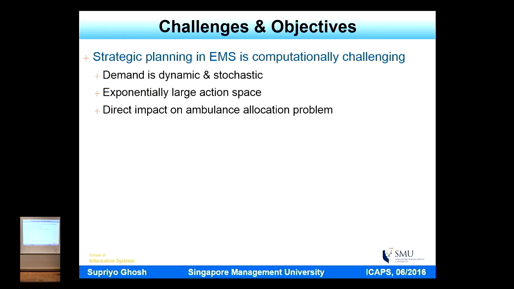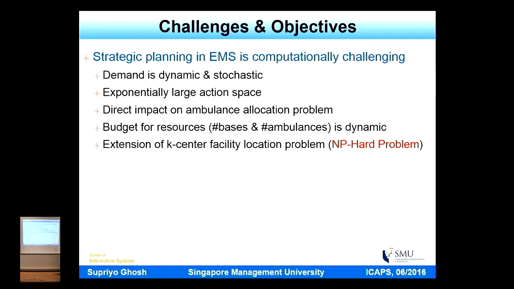The next problem is that to compute the utility of a given base set, we need to optimally allocate the ambulances to those bases. So there is a direct dependence between the ambulance allocation problem and the base placement problem. The next problem is that the budget for resources, that is, how many bases and ambulances we can deploy in the system, is dynamic and comes over time in different chunks. So our solution has to adapt to all those scenarios and be incremental in nature, such that we can apply it to the existing system as well. And lastly, this problem is an extension of the K-center facility location problem, which is a well-known NP-hard problem.